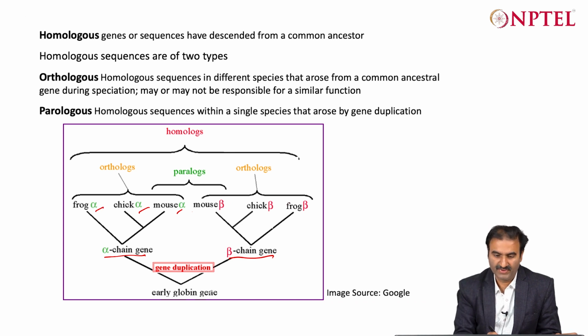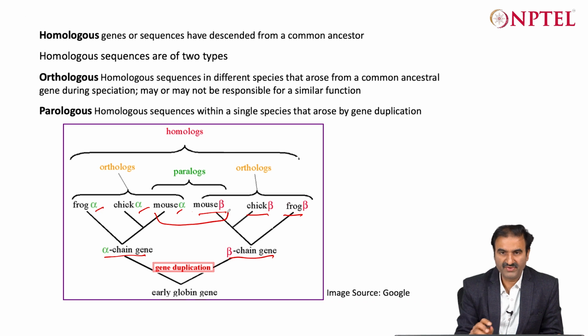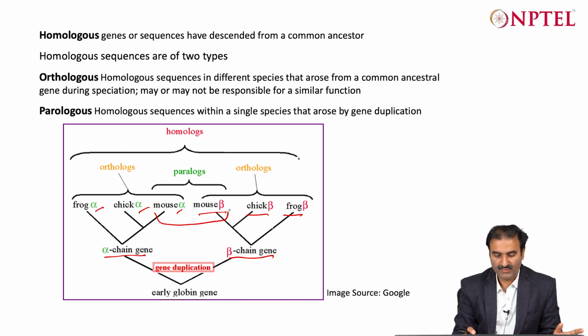That was the early globulin gene. And the other copy, the beta gene, you can see that it is also present in mouse, chick and frog. So again it is an orthologous gene, so duplicated an ortholog. Okay, and then if you see carefully, mouse has two copies of both alpha and beta. And similarly chick also.